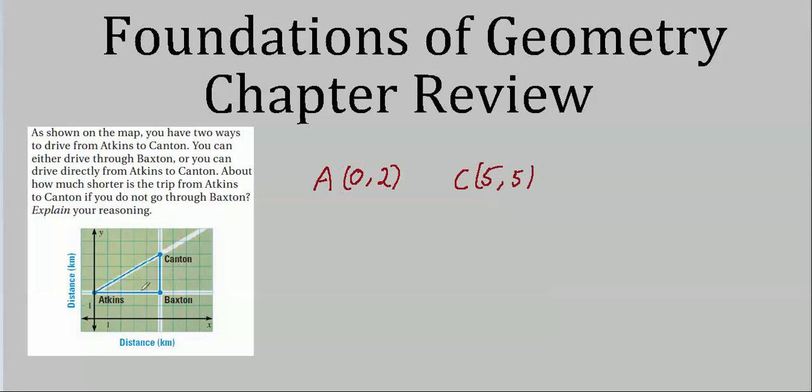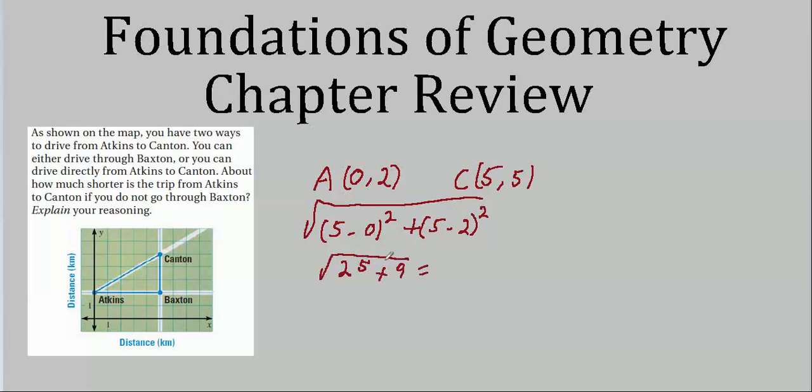What is the distance from A to C? Let's try 5 minus 0 squared plus 5 minus 2 squared. That's 5 squared, 25. 5 minus 2 is 3, squared is 9. 25 and 9 is 36, and the square root of 36 is 6.